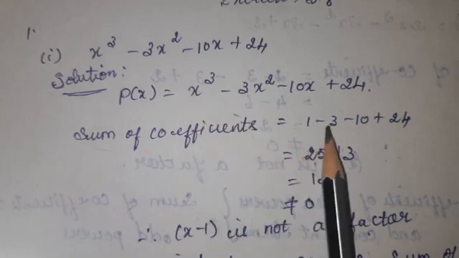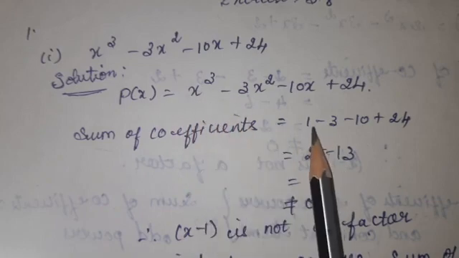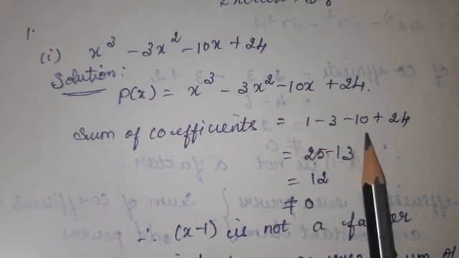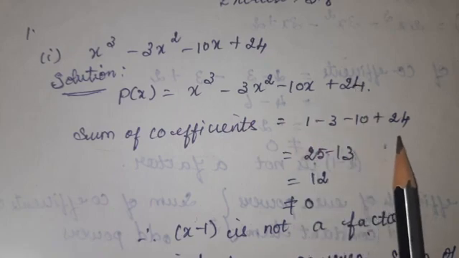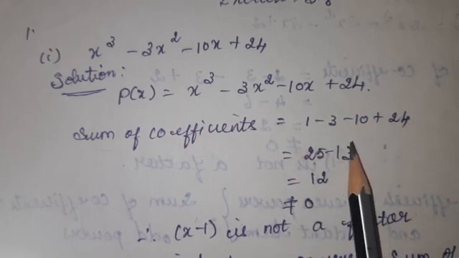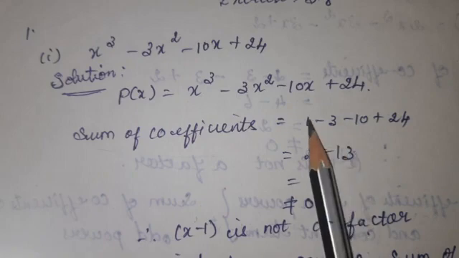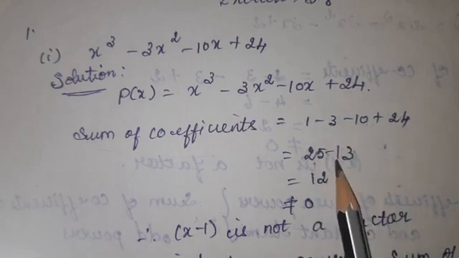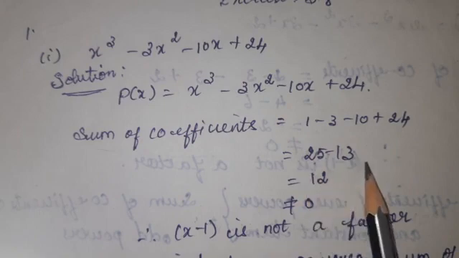The x cube coefficient is 1. Here, no number means it is 1. The x square coefficient is minus 3. The x coefficient is minus 10. This is the constant, 24. So you add these. Here I am adding the positive numbers: 1 plus 24 is 25. Minus 3 minus 10 is minus 13. 25 minus 13 is 12.